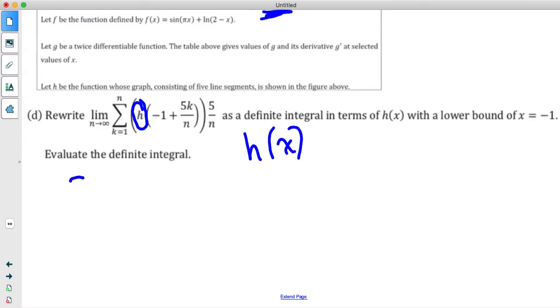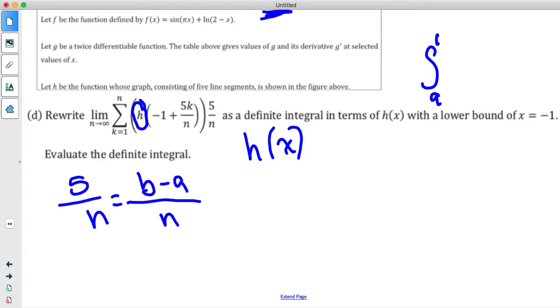But 5 over n, this was the piece I was forgetting when we go from a summation to an integral. 5 over n is equal to b minus a over n. Okay, b minus a over n. You remember your integral, this goes from a to b of whatever your function is.